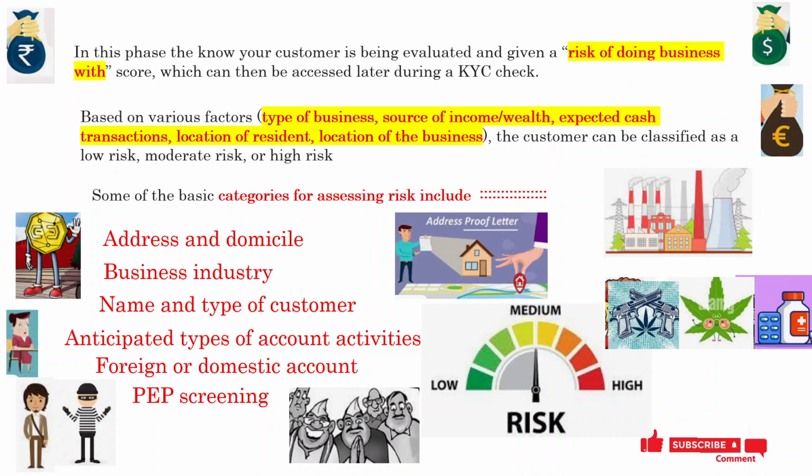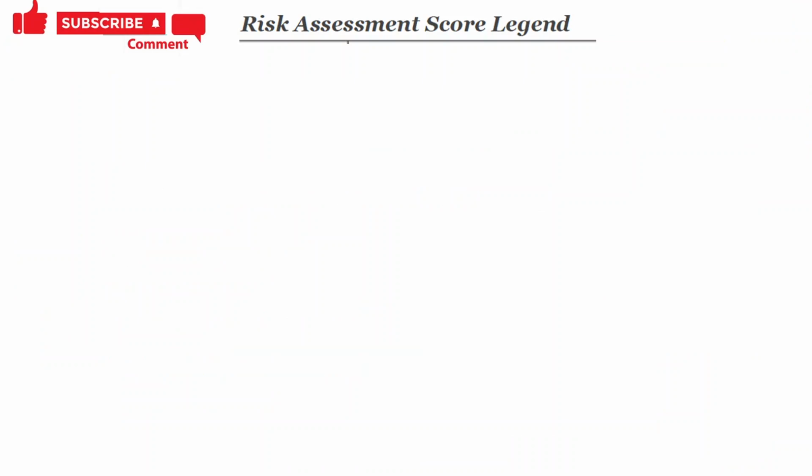So in CDD, what we learned is, first of all, we need to assess the risk categorization depending upon the multiple lists. And what are the categorizations of risks? Address and domicile, business industry, name and type of customer, anticipated type of account activities, foreign or domestic account, and PEP screening. Now coming to actual risk assessment.